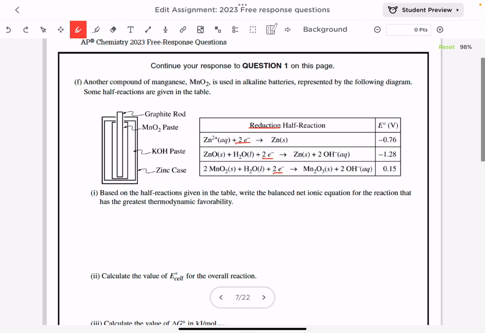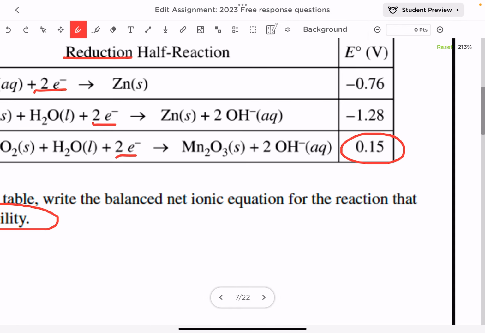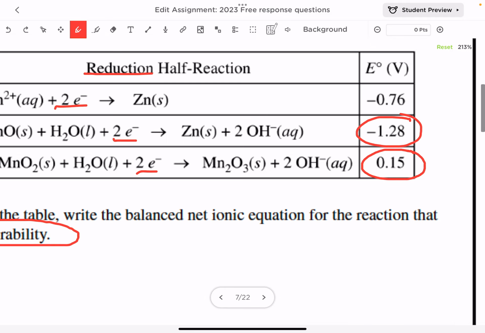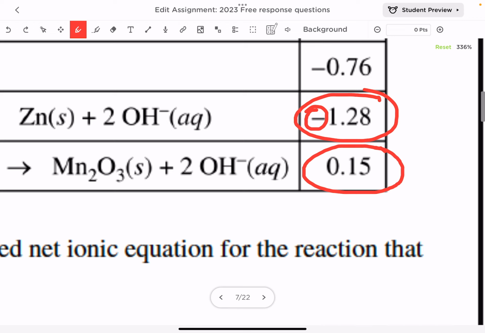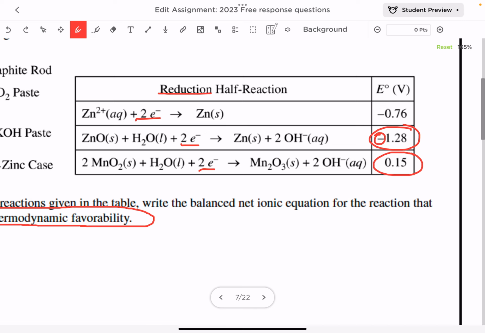So here's the question. Based on half reactions given in the table, write the balanced net ionic equation for the reaction that has the greatest thermodynamic favorability. In this case, we have to choose the one with the highest voltage and the one with the lowest voltage. With this selection, we will end up with the highest E cell voltage, because when we want to calculate the E cell voltage, it's going to be the voltage of cathode minus the voltage of the anode, E cathode minus E anode. With this case, the sign will switch, it will become positive because you're saying cathode minus anode, so it's going to be 0.15 minus minus. So if I take the 0.76, it's not going to give me the highest answer of voltage.